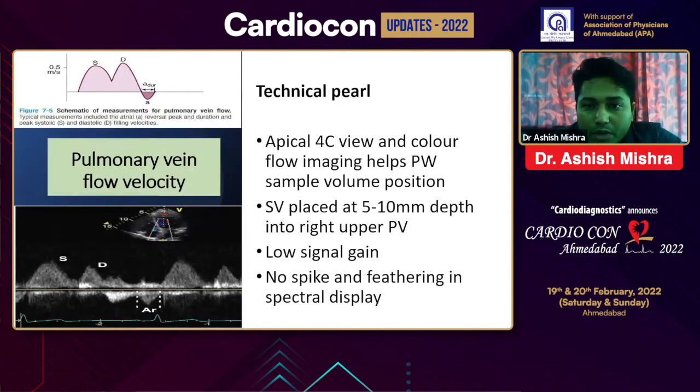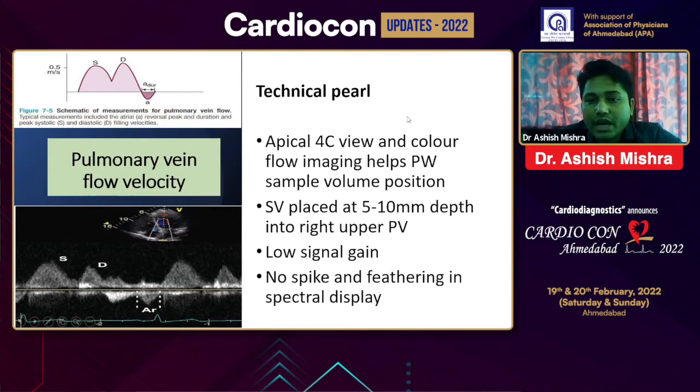Now we move on to the pulmonary vein flow velocity assessment. This is a typical pulmonary vein flow assessment where we can see the systolic velocity, peak systolic wave, peak diastolic wave, and the atrial reversal peak velocity. The time interval from the end of the diastolic wave to the end of the atrial reversal wave is called the atrial reversal duration. So this is again also used for assessment of LV diastolic function.